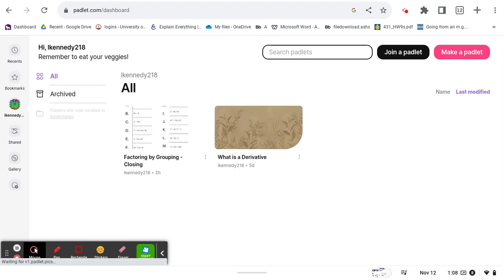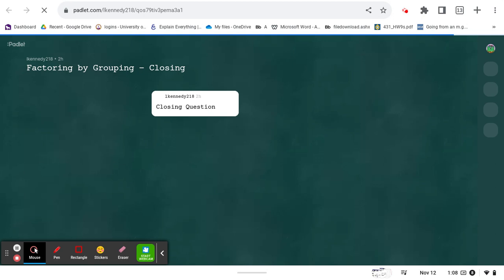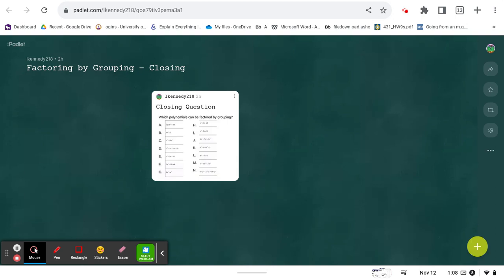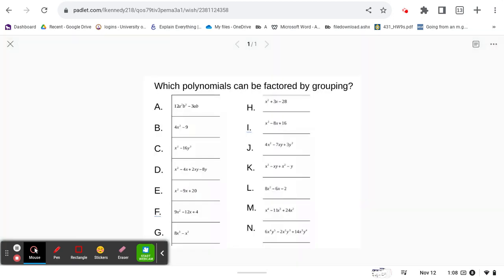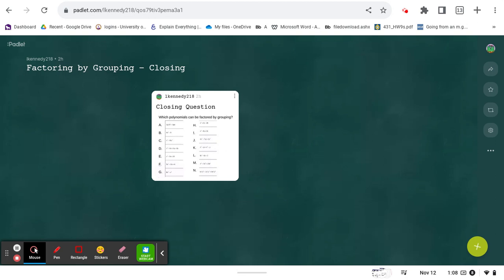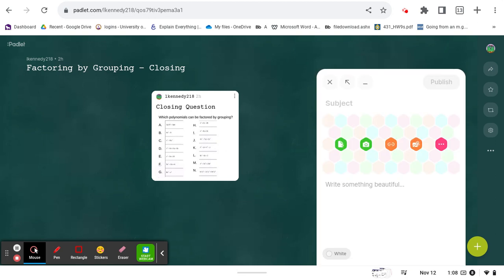And here we go. So when you open up the Padlet, either using the QR code that you scanned or using the link, this is what you're going to see. It's loading here, and the directions are to go into this closing question. It says which polynomials can be factored by grouping. So you're going to go ahead and find the polynomials here that can be factored by grouping. Maybe you decide it's A and B. At that point, you will exit out of here, and you're going to go and create your own post.